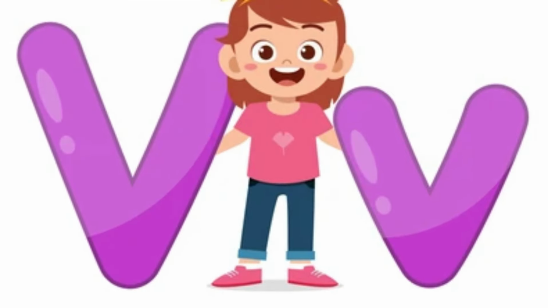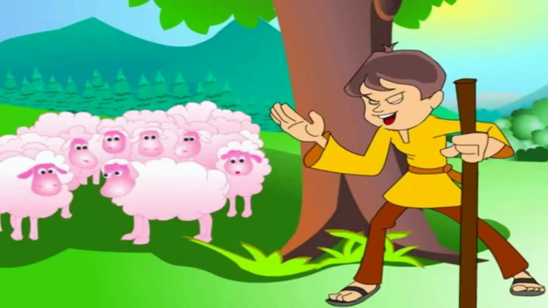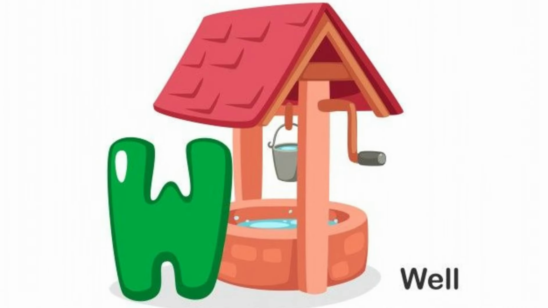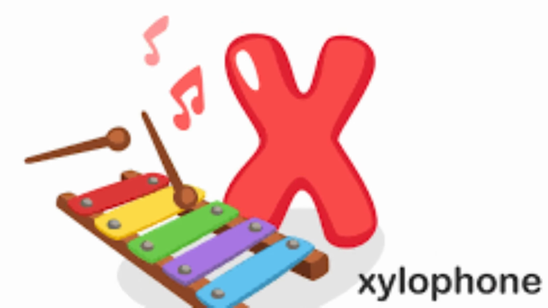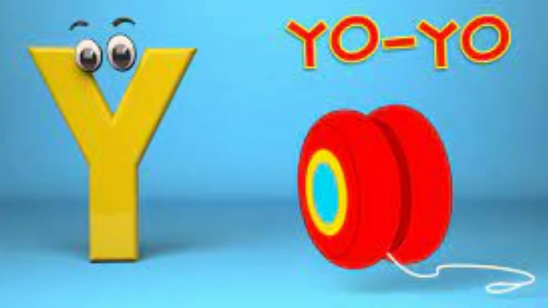V for violet and V for van. W for wolf and W for well. X for xylophone. X for x-ray.